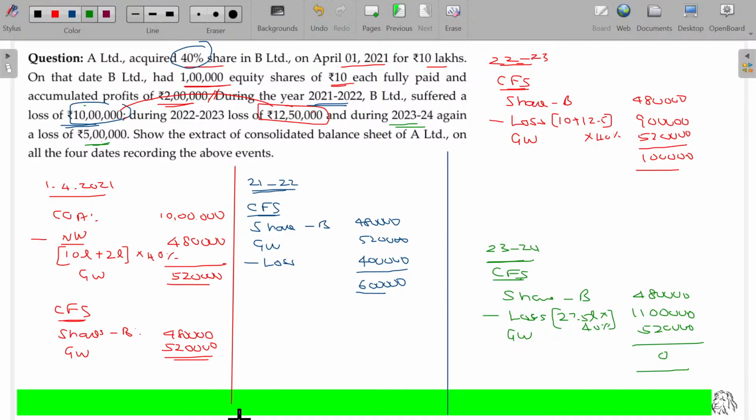If you get profit in the next year, say 1 lakh profit, or the loss is decreased, okay, 27.5 reduces to 26.5. Again calculate on 26.5, also you get negative. So until it becomes 0, you cannot again subtract. You don't need to subtract. If there is any profit, don't subtract. Okay, now hope you'll be able to understand the way of posting in the CFS.